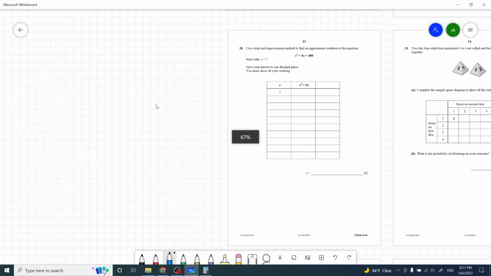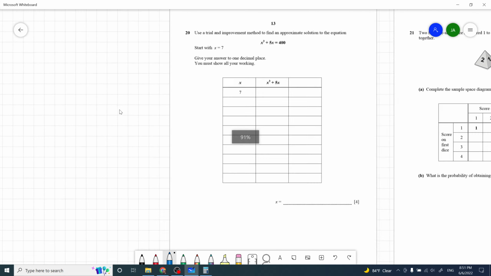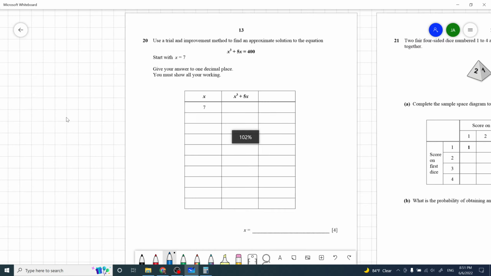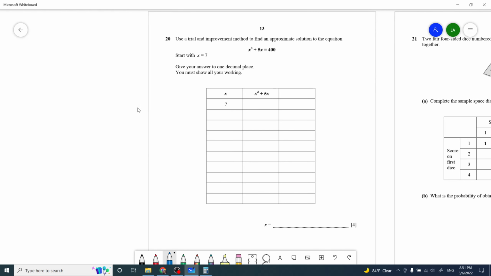Okie dokie. So here, use a trial and improvement method to find an approximate solution to the equation. Okay, so we want to give our answer to one decimal place. You must show all your working. These, I assure you, are not very fun. So we want to find what cubed plus 5 times what will give us 400.